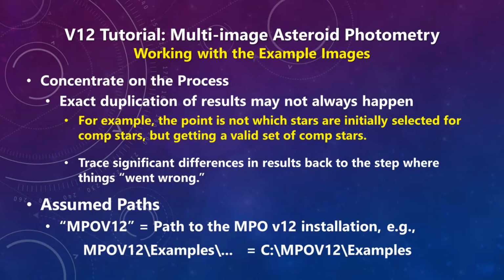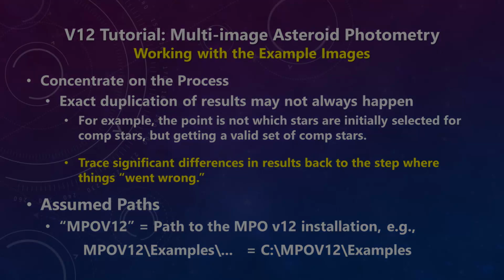If the tutorial says to use comp 8, but it is comp 1 on your computer, don't worry if the two stars don't have the same numbers and may even be different stars entirely. It is the process, not being able to get exactly the same results, that is important. Obviously, if any differences have a significant effect on the final results, then go back to the first step where things went wrong, and see if you can see what happened.